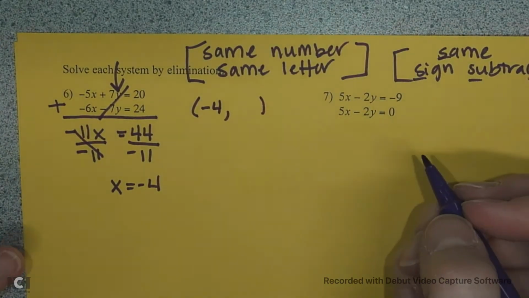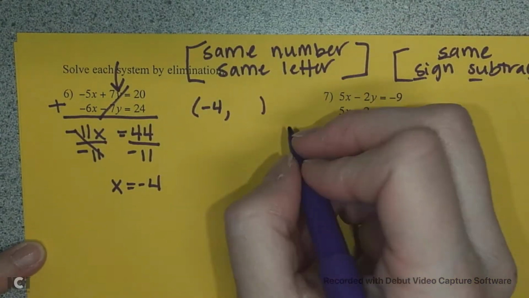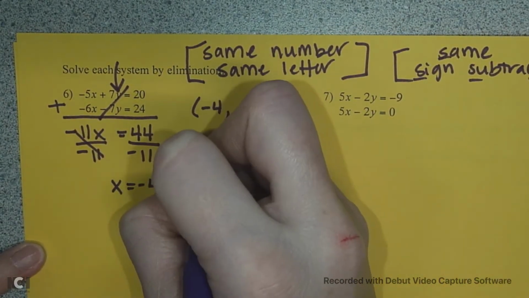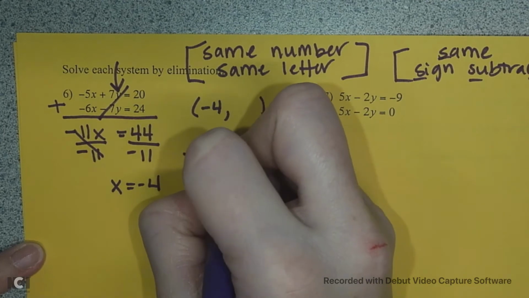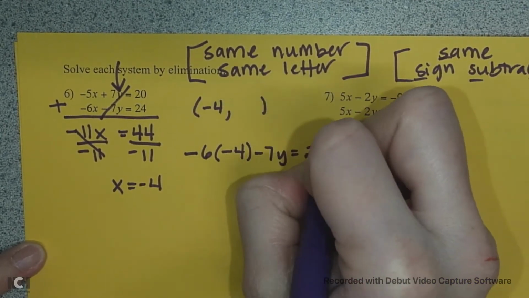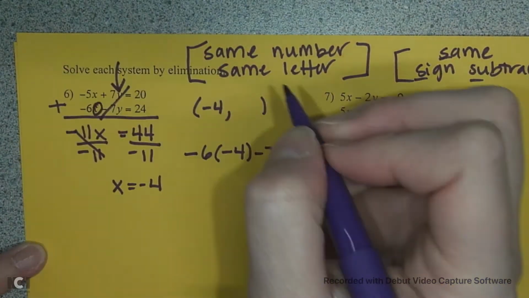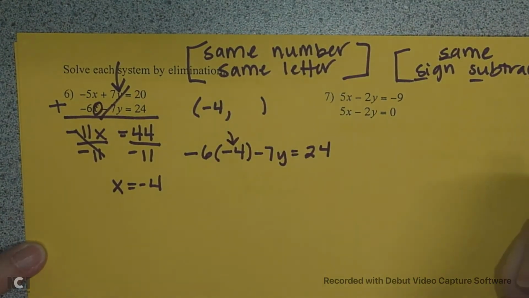Now we have to plug it back in, just like substitution, and figure out the second half. It doesn't matter which equation you use. I like the bottom. So it's -6. I'm going to take out my x and replace it with what x equals. Then keep writing the rest of the junk from the equation. Nothing else on the bottom equation changes, except this x, I replace it here.